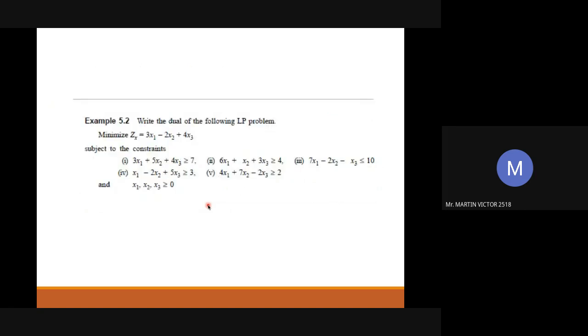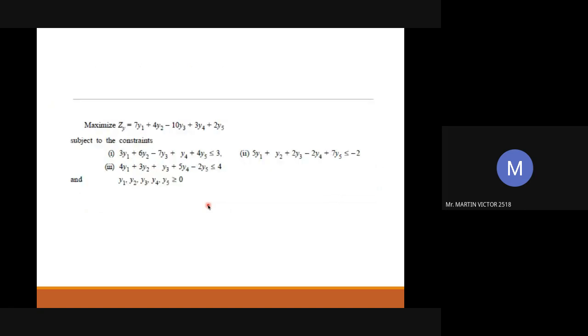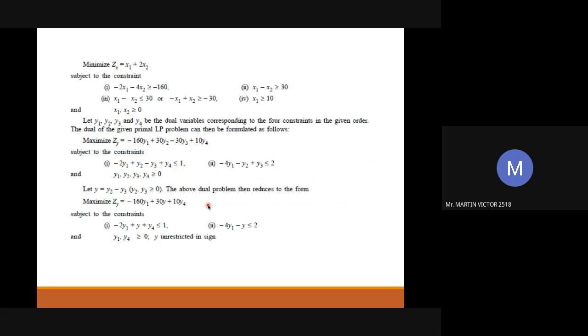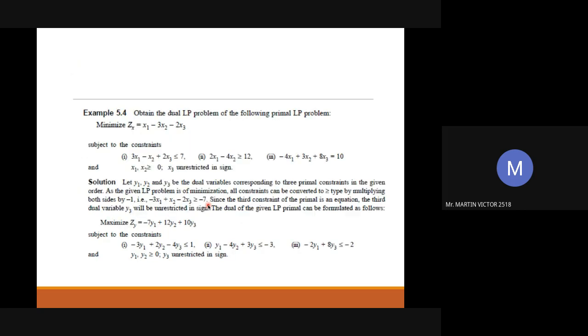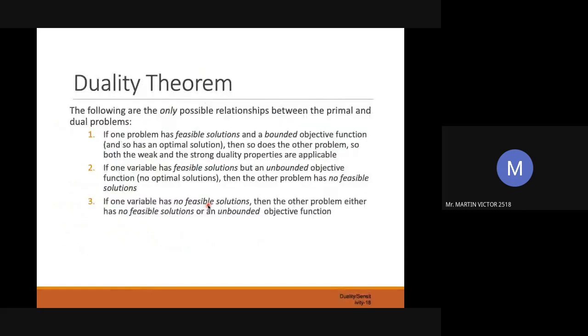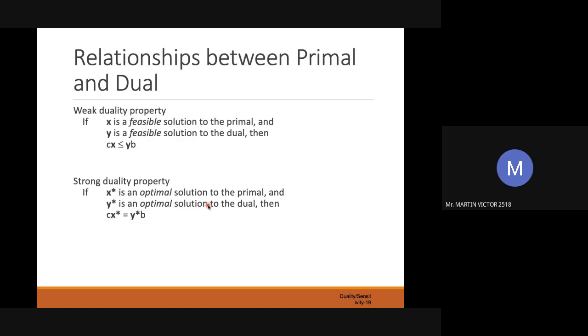Then there are some example problems given. In our physical class, we can again see some problems on how we can construct the dual from the primal. Then we have seen the duality theorem, so you have to understand it. Then you have to remember the theorem in terms of this primal-dual relationship.